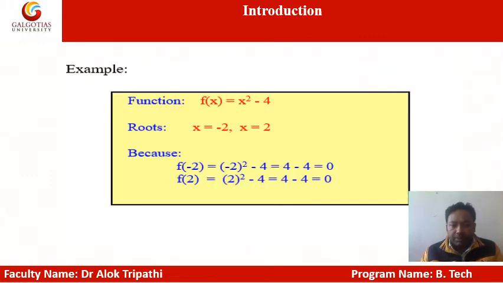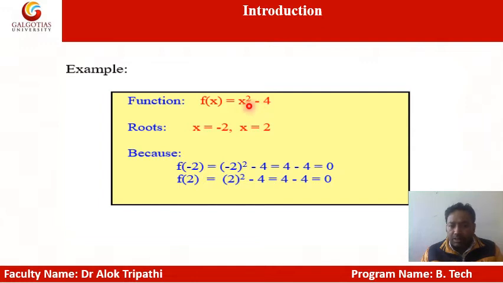Now see one example. We are given a function f(x) equals to x square minus 4 and we want to find the root of this function. Therefore we will put f(x) equals to 0. So x square minus 4 equal to 0 will give us x equals to minus 2 and x equals to 2. These two values of x will satisfy the equation f(x) equals to 0.